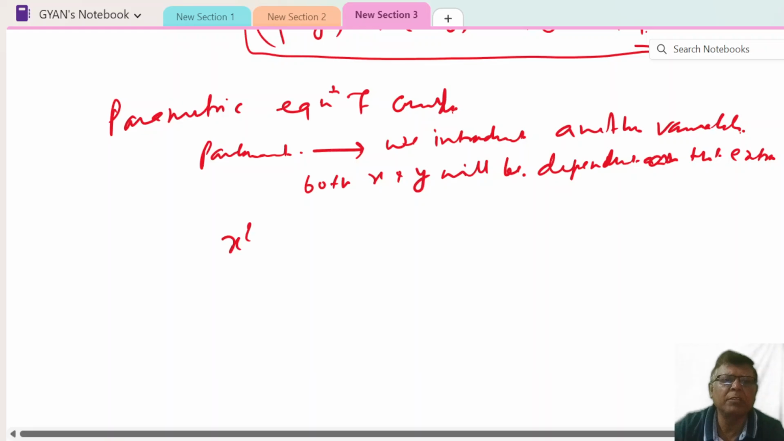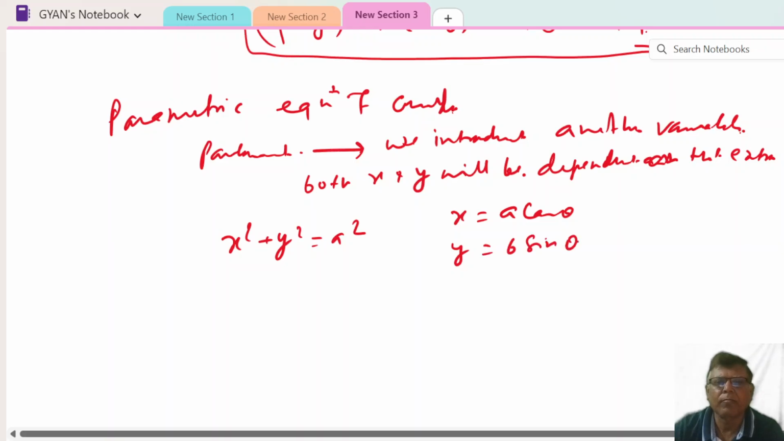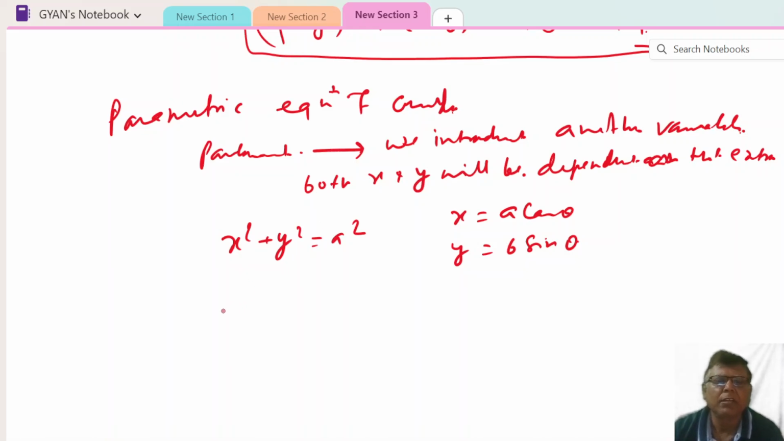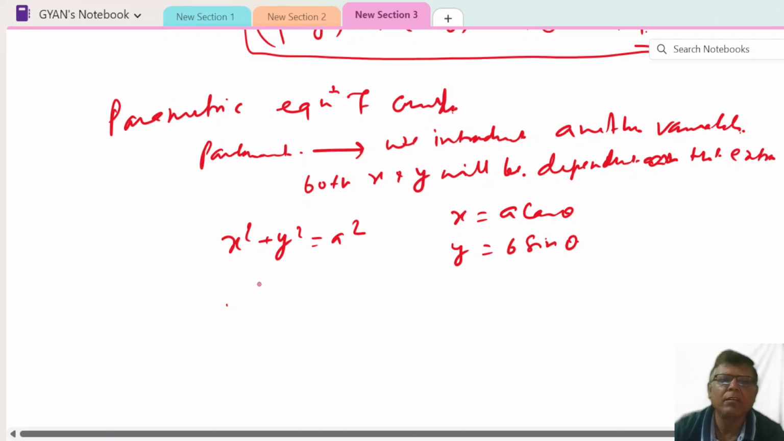Suppose here x square plus y square is equal to a square. So x is equal to, we can say, a cos theta, and y is equal to a sin theta. So this will always satisfy this. So theta is the parameter.